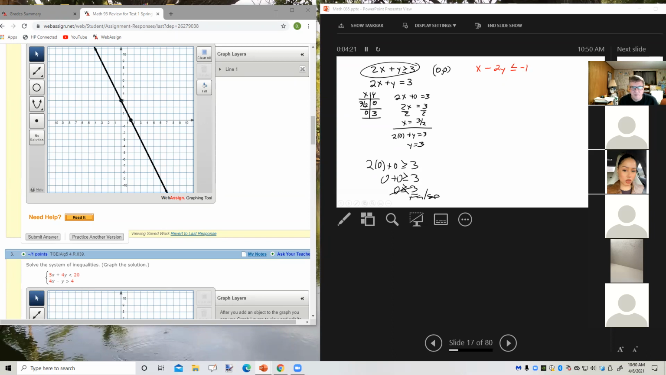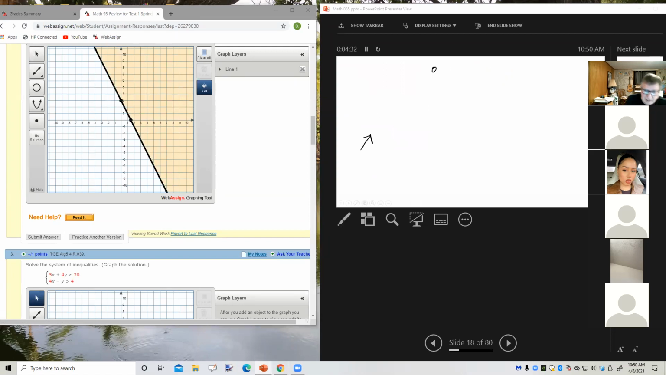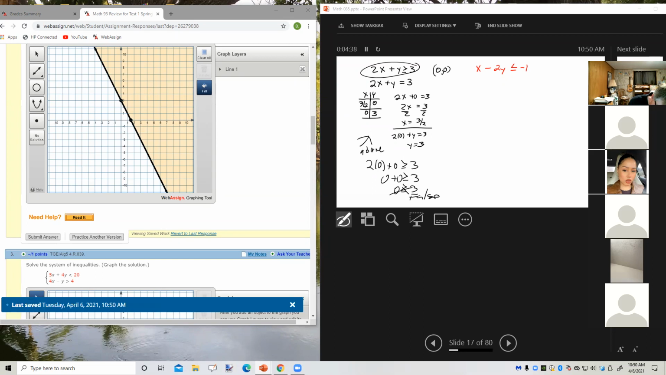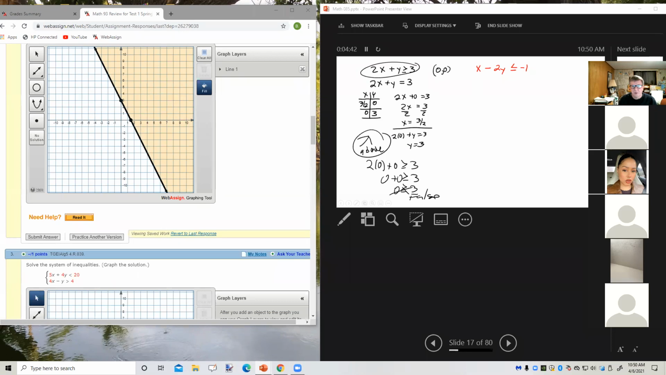So because that's false, 0, 0 is not a good test point. In fact, it's going to be over there. Okay. And back here, I'm going to write it's above. Okay. Any questions on that? So now we're going to go back and deal with the red inequality.